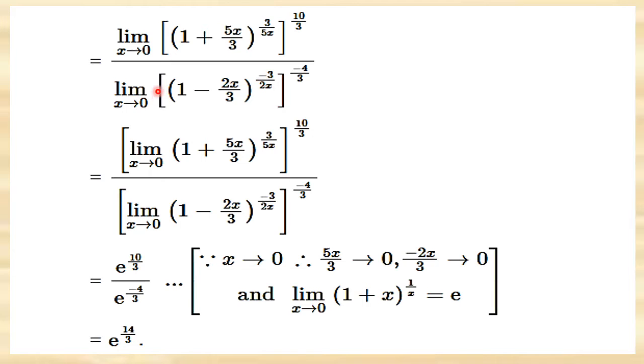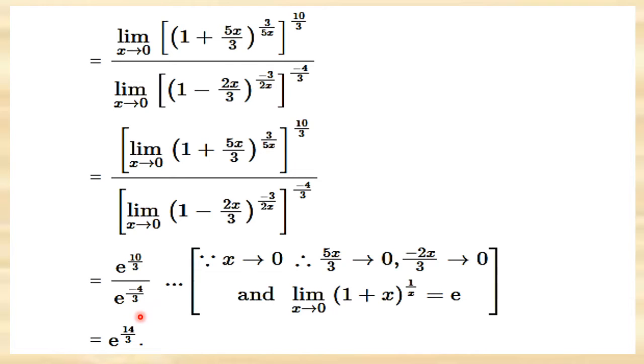So here we apply the limits inside this function, that is, under this exponent. That is limit x tends to 0, (1 plus 5x upon 3) whole raised to 3 upon 5x, of the form limit x tends to 0, (1 plus x) whole raised to 1 by x, and the denominator is limit x tends to 0, ((1 minus 2x upon 3) whole raised to minus 3 upon 2x) whole raised to minus 4 upon 3. So the inside part has the value of the limit e, and the outside power is 10 upon 3. So e raised to 10 upon 3, and the denominator will be e raised to minus 4 upon 3.